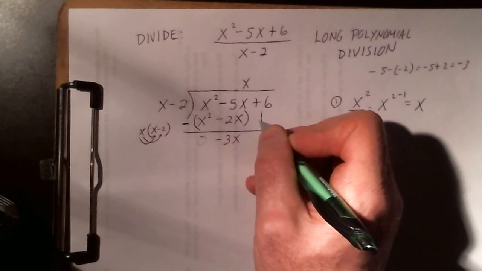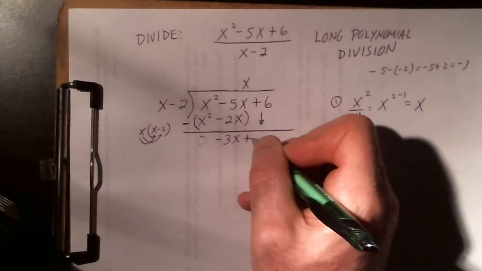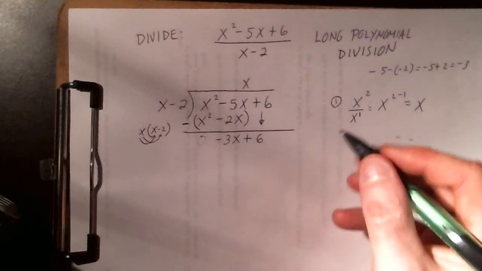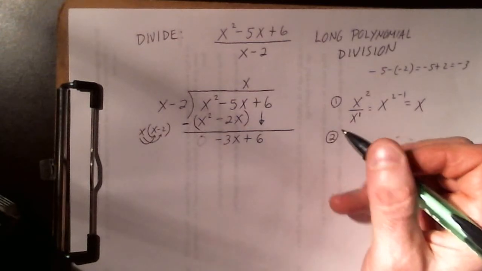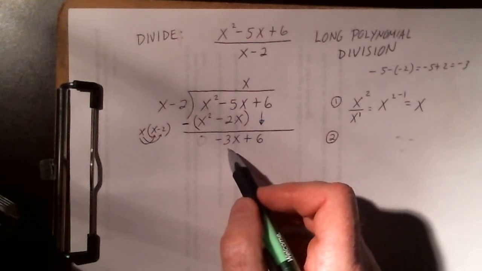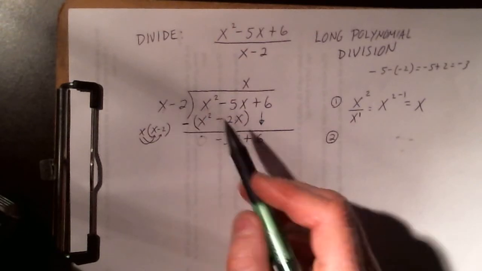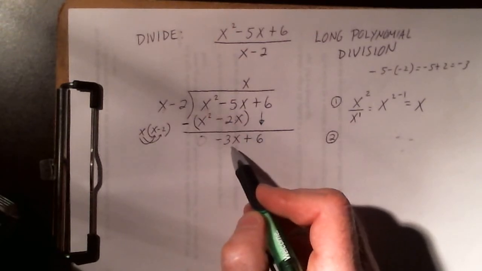Drop down the next term, the plus 6, and now, ladies and gentlemen, we set ourselves up for round 2 of division. This is round 2. And round 2 has us asking ourselves this question. How many times does this x in our divisor divide into negative 3x?